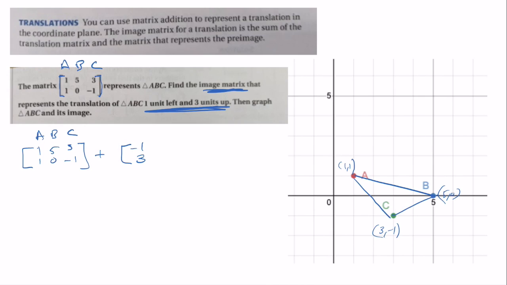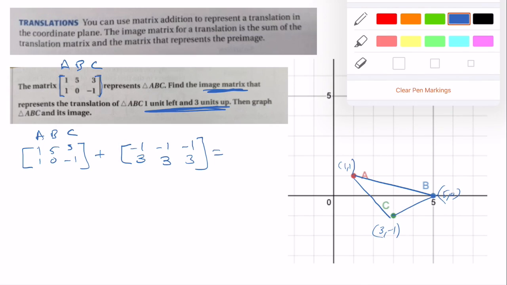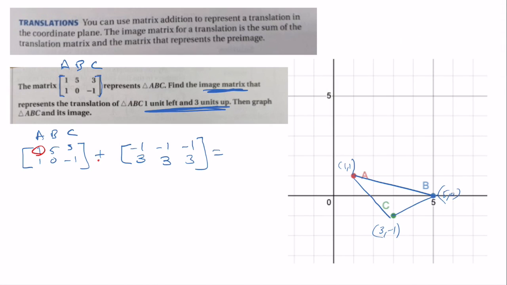And again, we're going to do that for each point. So for A, B, and C, we're going to be making the same change. And so when we add those together, remember how we do the matrix addition. It's just 1 plus -1, which is 0. 1 plus 3 is 4. 5 plus -1 is 4. 0 plus 3 is 3. 3 plus -1 is 2. And -1 plus 3 is 2. And so this would be our A prime, B prime, and C prime.